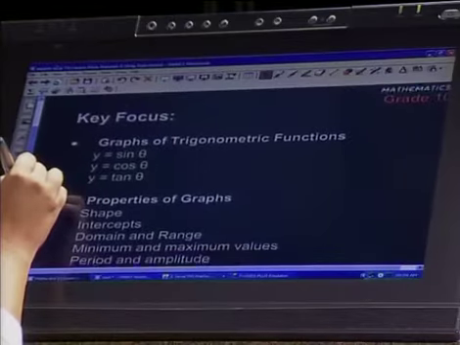Welcome, grade 10s. Today's lesson we are going to be looking at functions, trigonometric functions specifically, and we're going to be dealing with three, namely your sine function, cosine and tangent. So let's have a look and see what our key focus is for today's lesson.